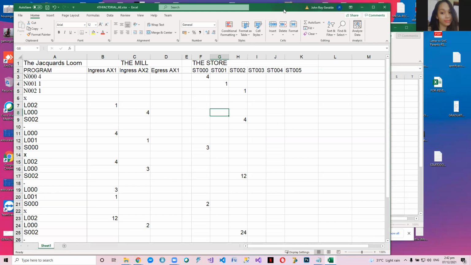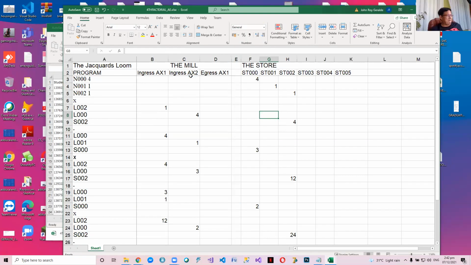This is the analytical engine of Charles Babbage. This is the mill. The mill has ingress axis 1 and ingress axis 2. It has egress axis 1, which is the output. This is the store. ST000 is the address of the first variable, then 001. In terms of memory, this is memory address 0, 1, 2, 3, 4, 5. Do you follow?